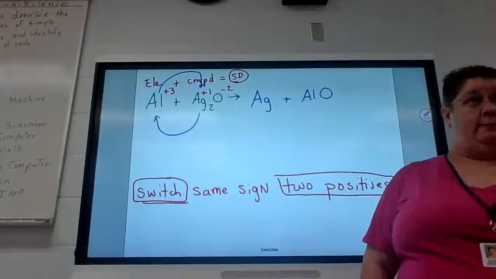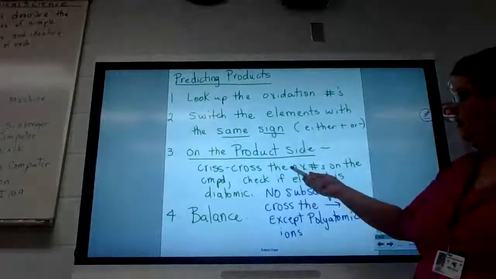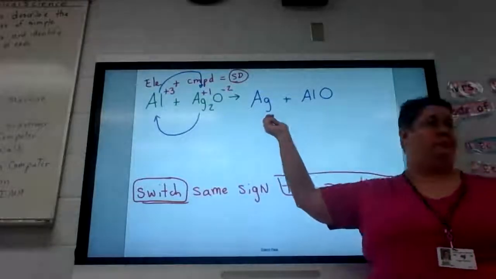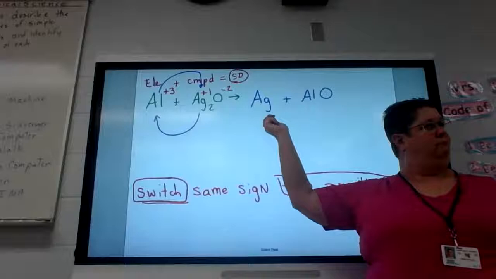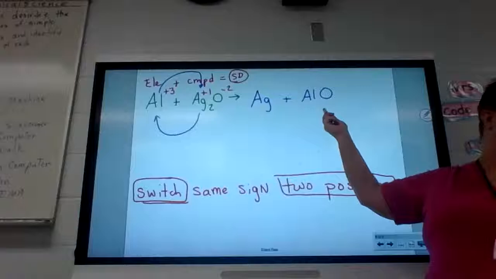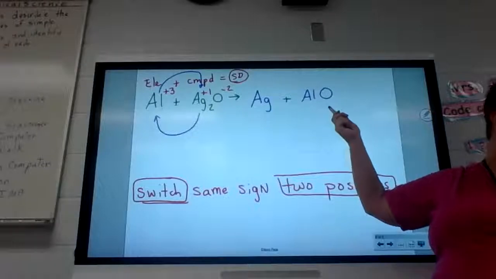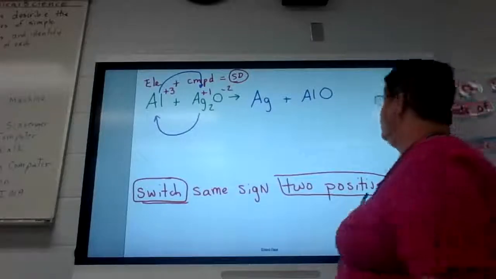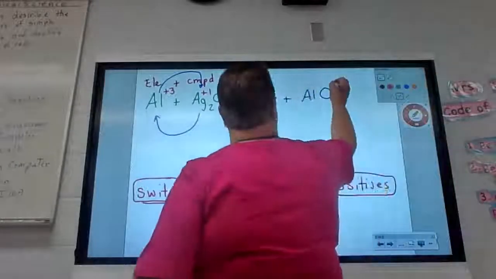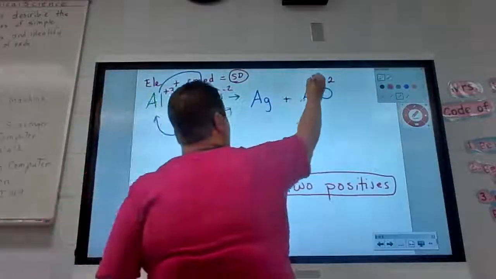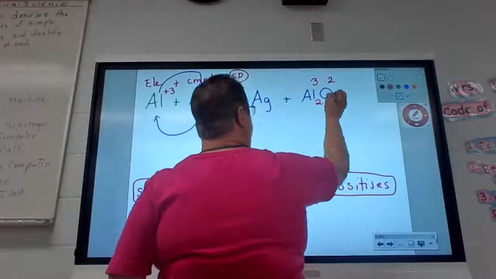Wait, so that's the answer? Not yet. All right, so now we're on step 3. Crisscross my compounds, check my elements. So this is an element. Is it one of the 7? No. It gets nothing. What are we doing with compounds? So what we got to do to do the crossing? Okay. So what's oxygen? So 2. And what's aluminum? So 2 comes down, 3 comes down.